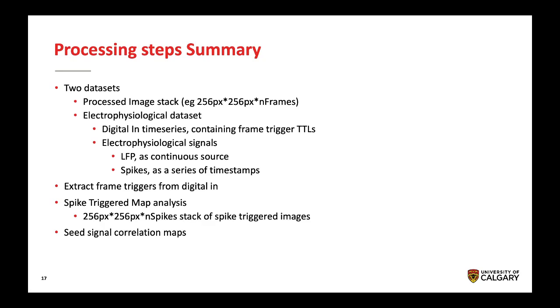The available software utilities extract frame triggers from the digital signal and can generate two types of image-based analyses. The first is spike-triggered maps, wherein a stack of images is generated for each spike from a given cell. And the second is a seed signal correlation map, where each pixel is taken as a time-varying signal and is correlated against an electrophysiological signal to generate a correlation map. ROI-based analyses are also available, which are again based on cross-modal signal correlations.